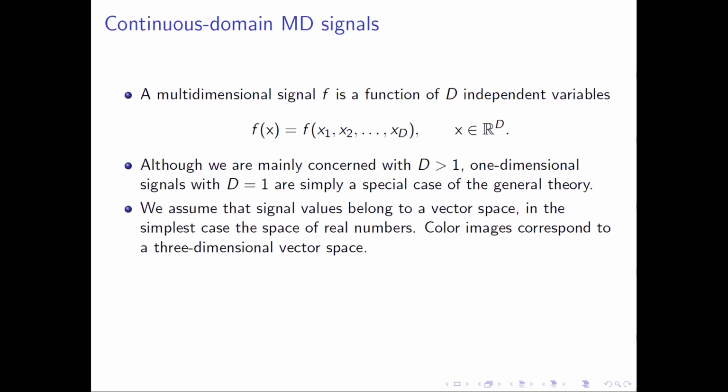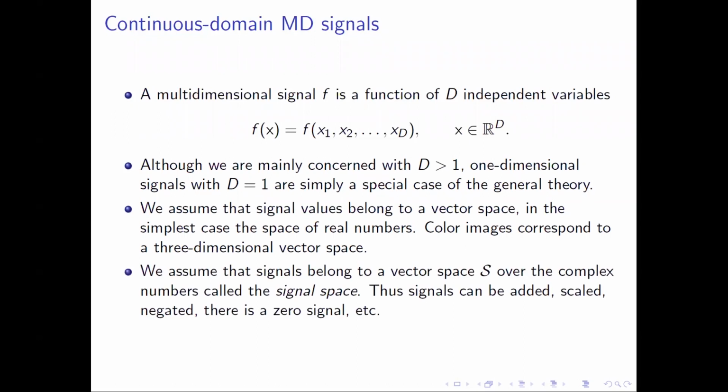The range of the signals that we're concerned with are assumed to belong to a vector space. The simplest case is just the space of real or complex numbers. But color images that we're very much concerned with correspond to a 3-dimensional vector space. We assume that the signals themselves belong to a real or complex vector space, S, that we call the signal space. In particular, this means that it is well defined to add signals, scale them, negate them, there exists a zero signal, and so on.